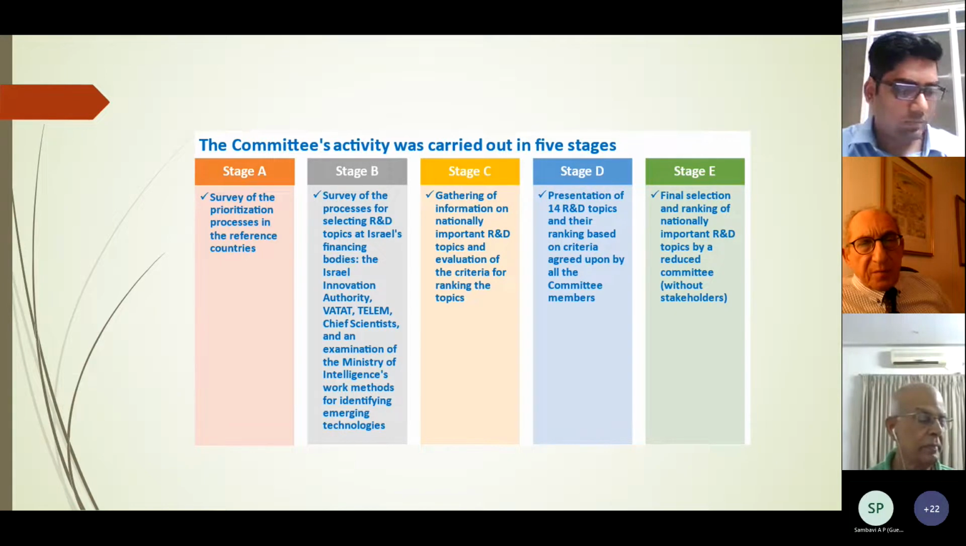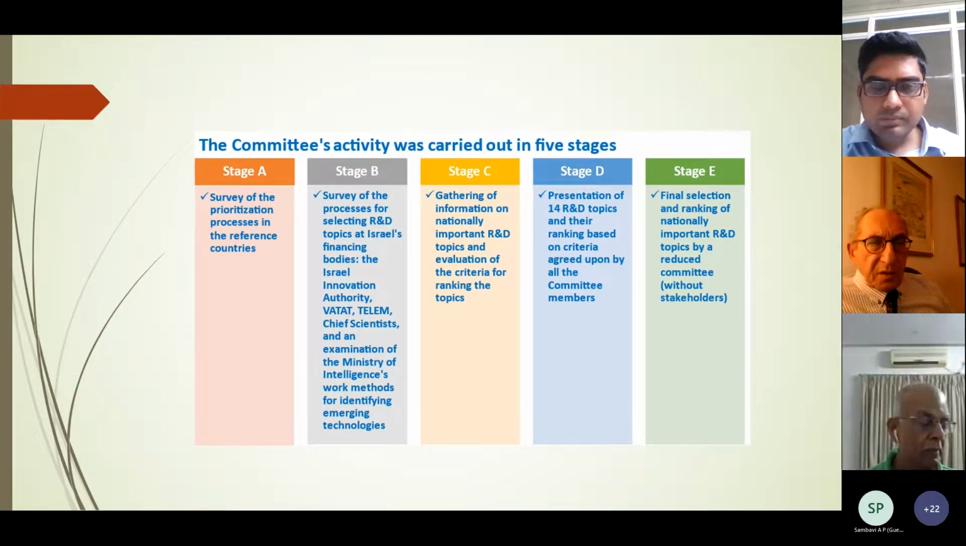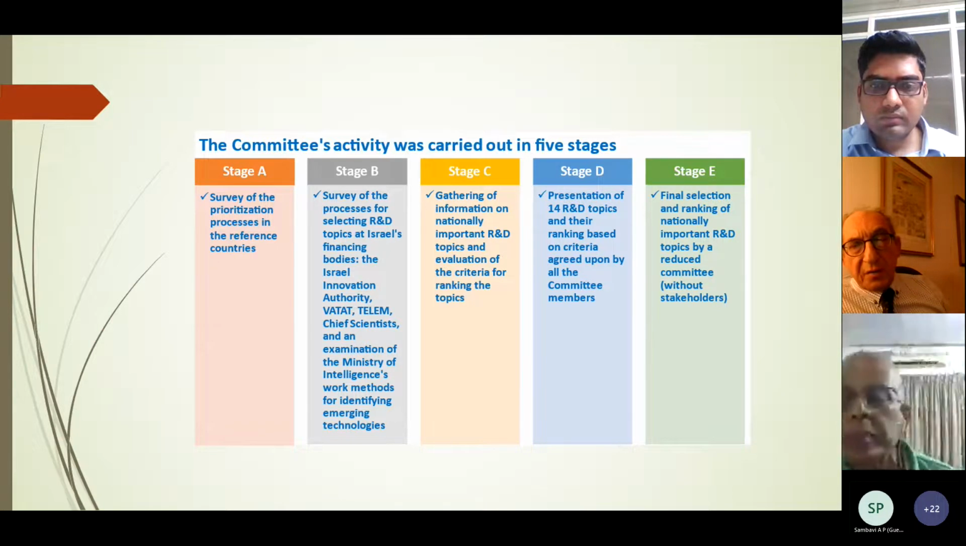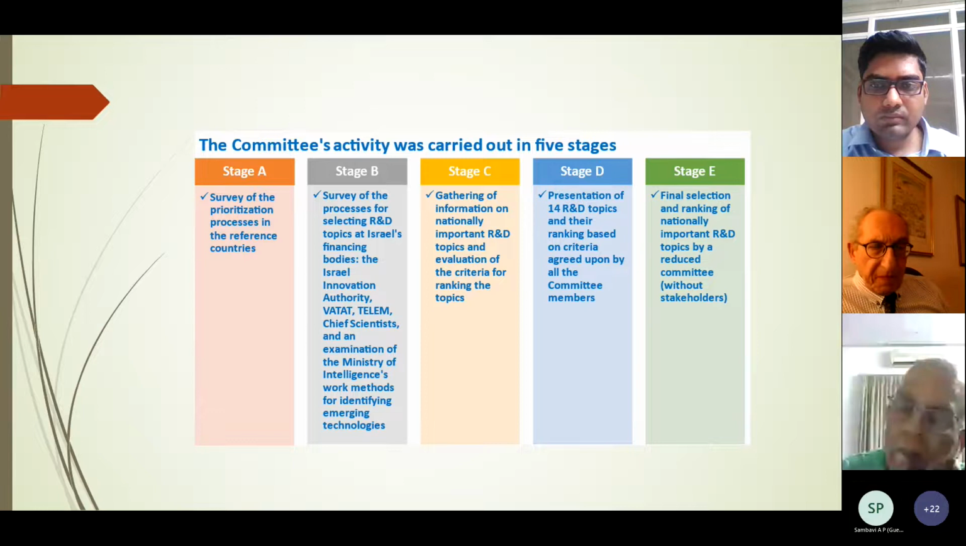Just lately, the NCRD, the National Council on R&D in Israel, set a committee by request of the government for recommending to the government on prioritization in R&D and investment in R&D by the government. There were 5 stages of this committee. We started with a survey. After the survey, the process, you can read it afterwards. We gathered a lot of information. We examined 14 areas of R&D topics and ranked them by criteria that we set. And then only 5 were chosen and recommended to the government. Next slide.